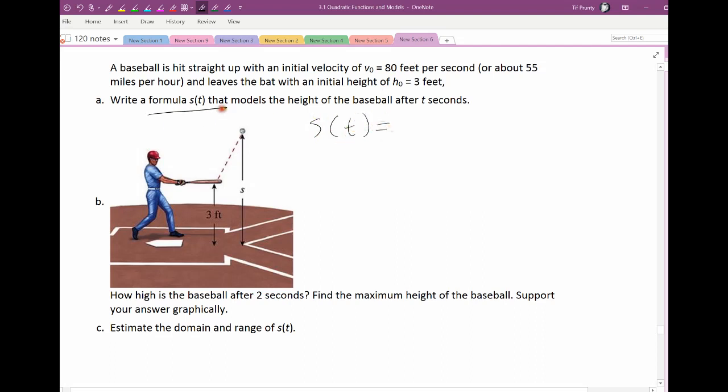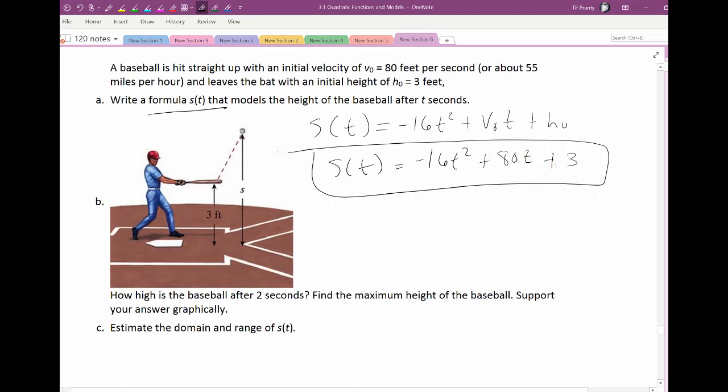And so my equation that models the height of the baseball after t seconds, once it's been hit, is negative 16t squared plus my initial velocity times t plus my initial height, which we know what those are. The 16t squared has to do with the pull of gravity. V naught was 80 feet per second. H naught was 3 feet. And so there is the equation, as long as the only thing at play is gravity, that will tell me how high the ball is above the earth at any time during its flight. Again, t represents the time in seconds the ball is in the air.